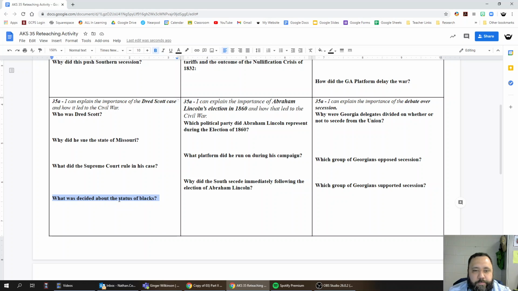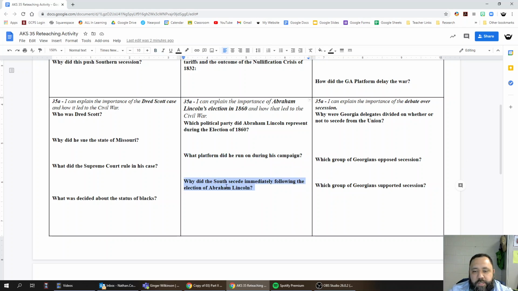All right, which political party did Abraham Lincoln represent during the election of 1860? The Republican Party. What platform did he run on during his campaign? He ran on a platform promising to prevent the spread of slavery. No, prevent the spread of slavery, not eliminate slavery, but just stop it from spreading to the territories. And his second promise was to keep the Union together.